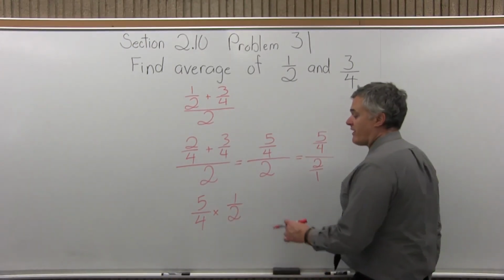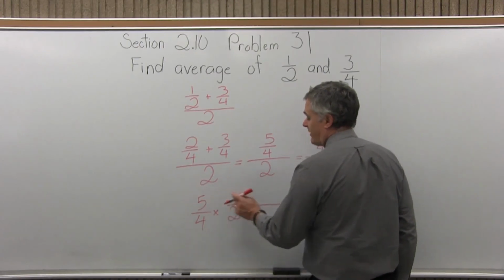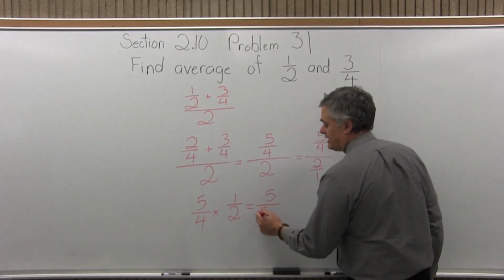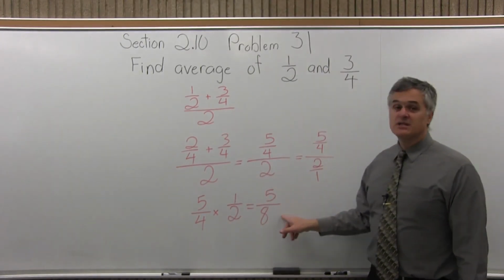And again, to multiply fractions, I don't need a common denominator or anything. I just multiply top times top. 5 times 1 is 5. Bottom times bottom, 4 times 2 is 8. So the average of 1/2 and 3/4 is 5/8.